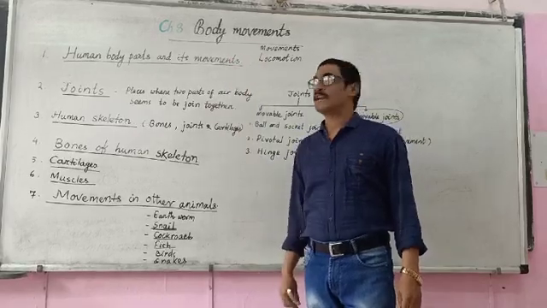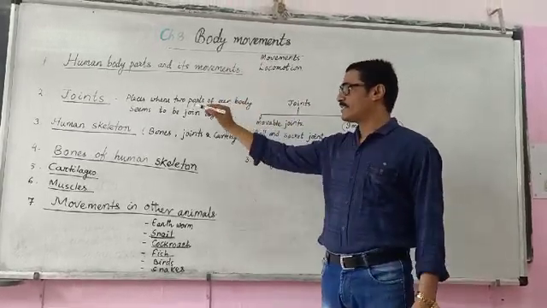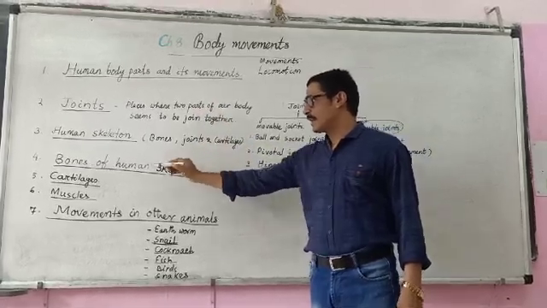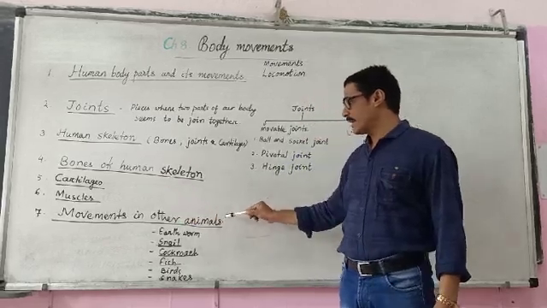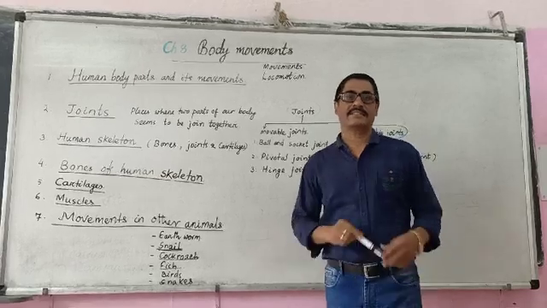In this chapter we will learn about human body parts and their movements, joints, human skeleton, bones of the human skeleton, cartilages, muscles, and movement in other animals like earthworm, snail, cockroach, fish, birds and snakes.